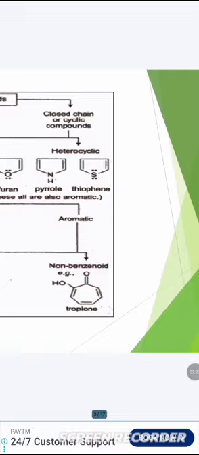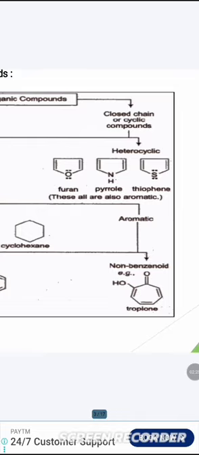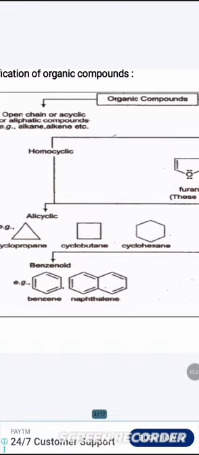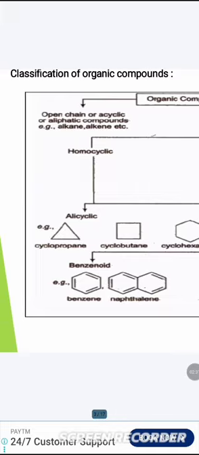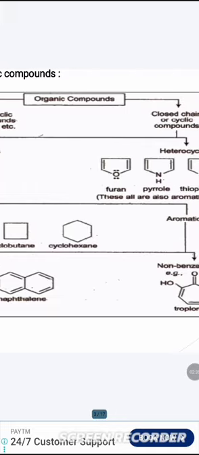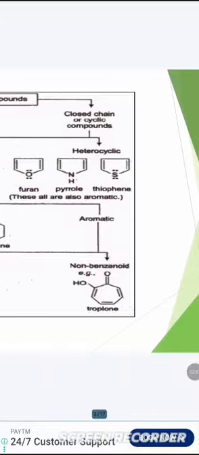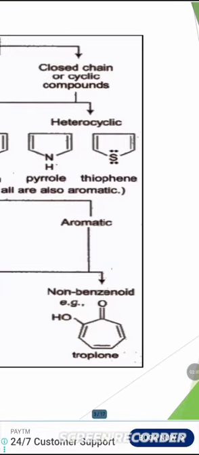Then aromatic compounds are benzene ring compounds. Aromatic compounds are subdivided into two forms: one is benzenoid and the other is non-benzenoid compounds. The benzenoid compound examples are benzene, naphthalene, anthracene, etc. The non-benzenoid compound example is tropolone.